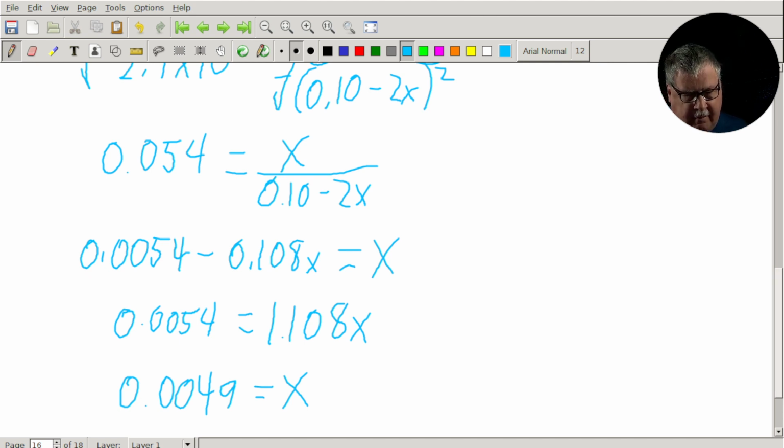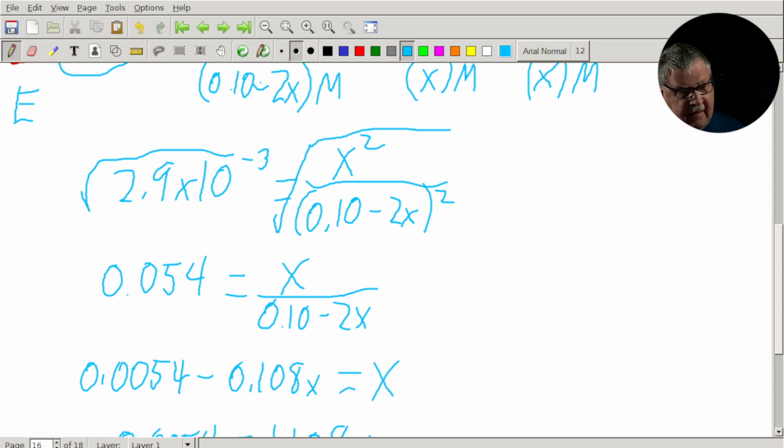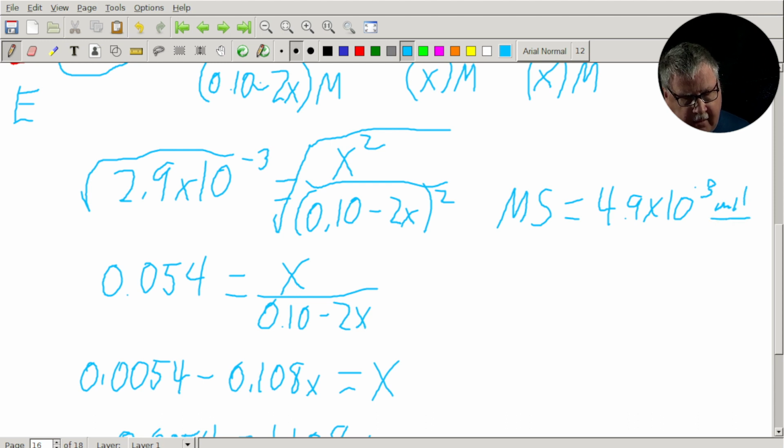All right, so what does that mean back in the context of our equilibrium? That means that this quantity in moles per liter of silver chloride will dissolve in solution. Okay, so what we could say here is dissolving silver chloride into a 0.1 molar solution of ammonia is going to make the molar solubility of silver chloride to be 4.9 times 10 to the negative third moles per liter.